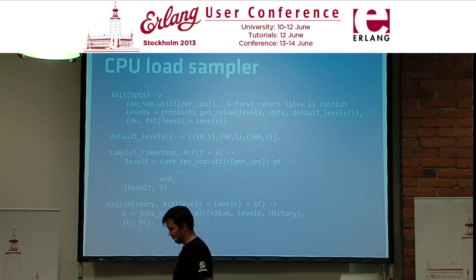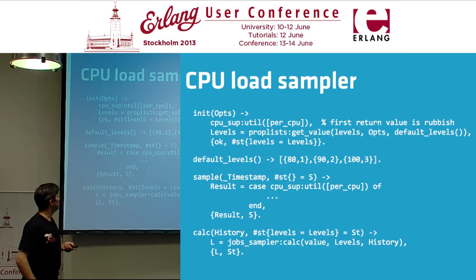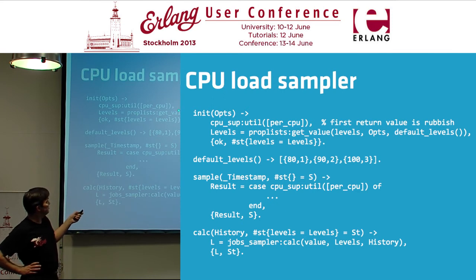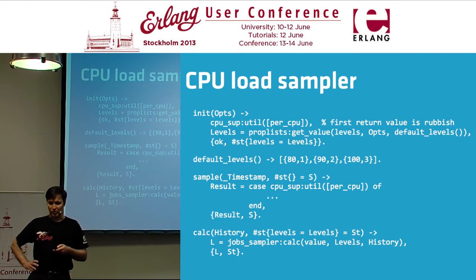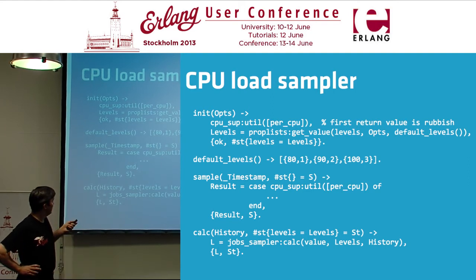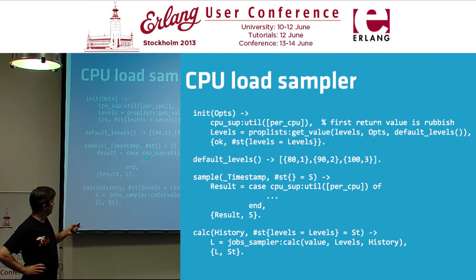So with, for example, CPU sampling, you can use cpu_sup. For some reason, when you call it the first time, you just throw away the result, but that's per the documentation. But you call cpu_sup:util, and then you figure out what amounts to overload, and that's not entirely trivial in a multi-core system. But anyway, this is for you to tweak if you want to.